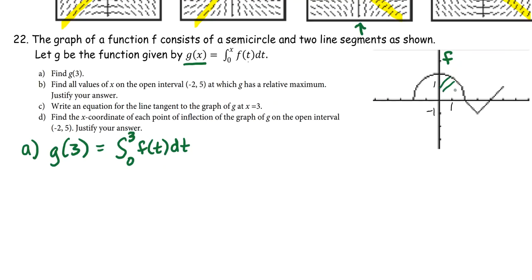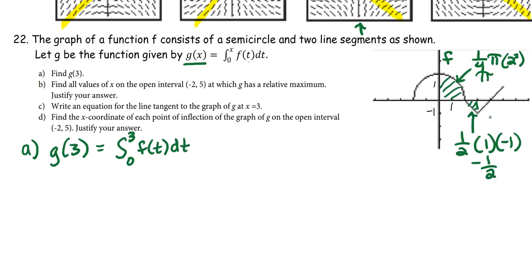So we would want to take these areas. Here we have 1/4 of a circle with a radius of 2. So 1/4 of 4 pi is 1 pi. And down here we have a triangle with a base of 1 and a height of -1. That explains why that area below the curve there is negative. So we've got pi minus 1/2.